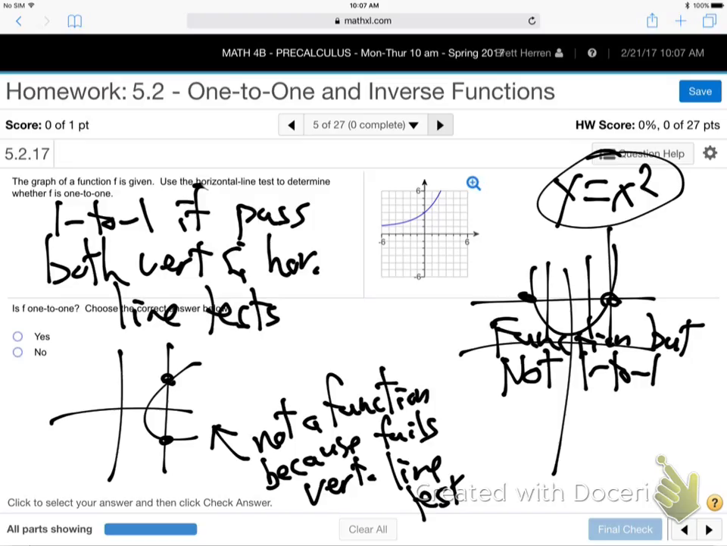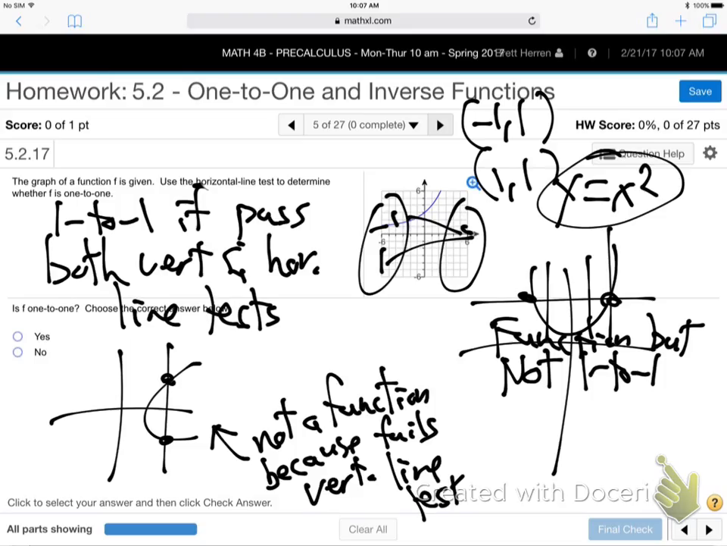Well, no, y equals x squared is not a one-to-one function. Why not? Can you tell me some x, y where they would double up? Yeah, negative 1 and 1. Both those x's go to the same y value, don't they? If we did an arrow diagram, we'd have negative 1 and 1 both going to 1. It's a function, but it's not one-to-one, so it fails the horizontal line test. Is that one-to-one? No, because you've got to pass both tests to be one-to-one.